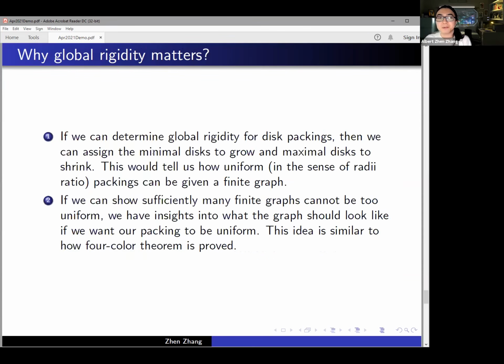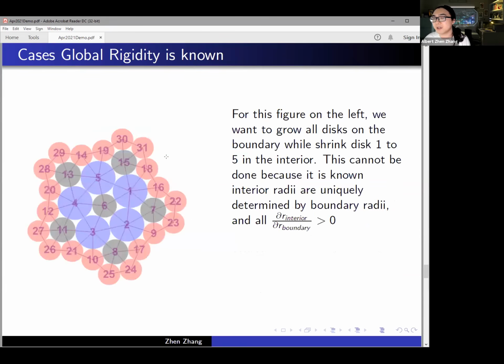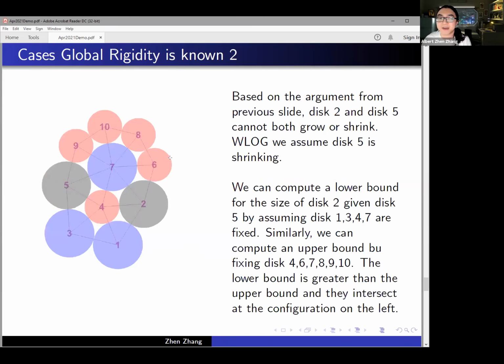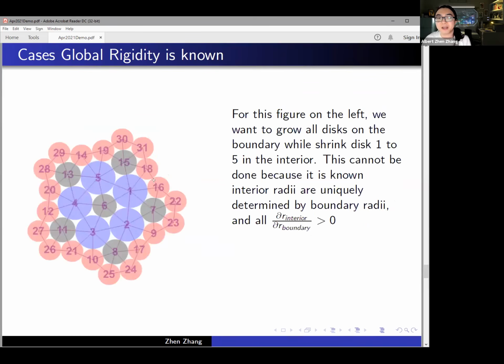But in general, I don't have an argument because you can clearly see I'm exploiting the special configurations I have. This one is very simple. There's only 2 disks that are free, and that one has the entire boundary moving in one direction.